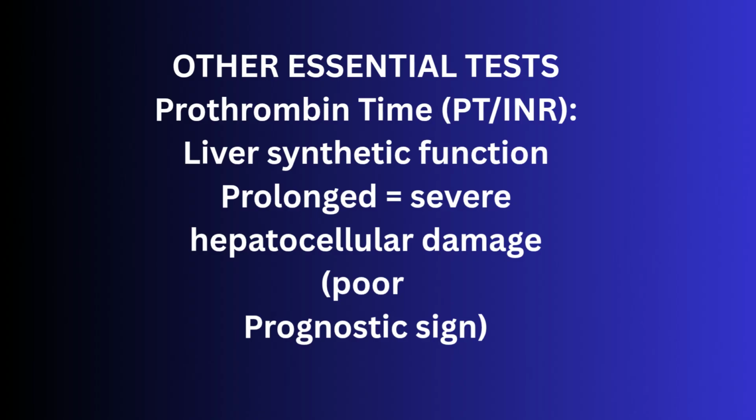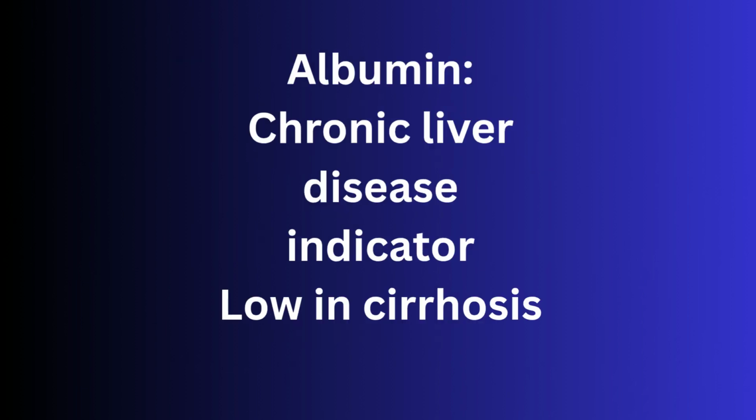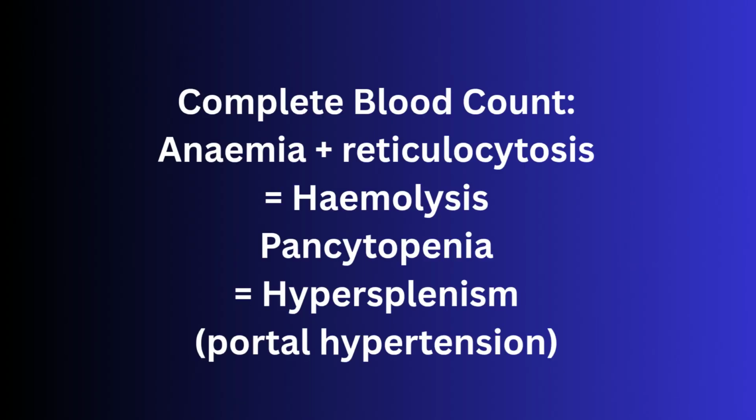Other essential tests. Prothrombin time reflects the liver's synthetic function. A prolonged prothrombin time in the setting of jaundice indicates severe hepatocellular damage and is a poor prognostic sign. Albumin: low albumin suggests chronic liver disease. And the complete blood count: anemia with reticulocytosis points towards hemolysis, while pancytopenia suggests hypersplenism from portal hypertension.